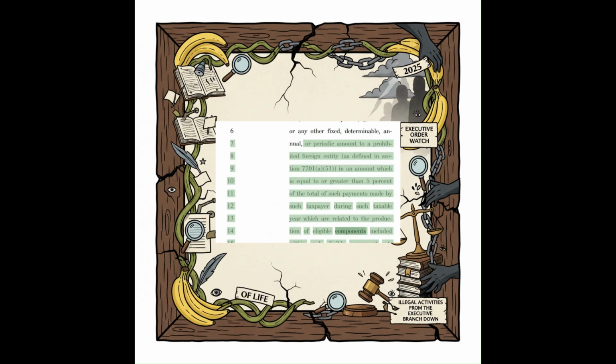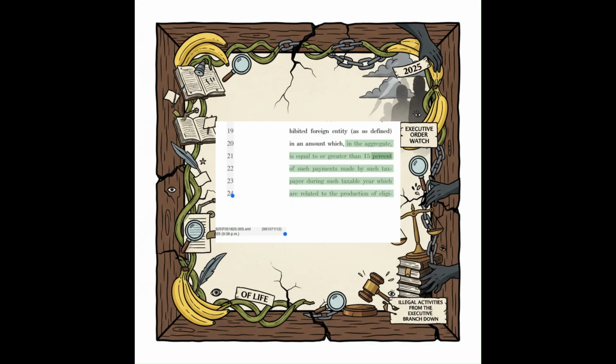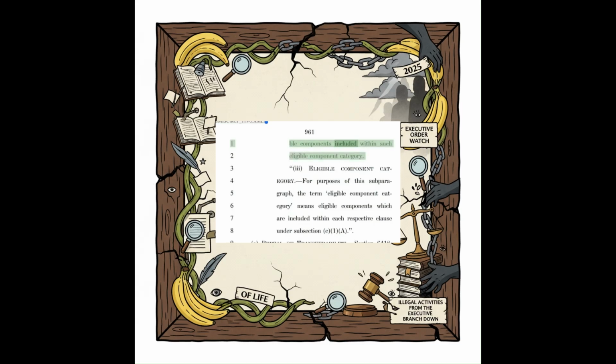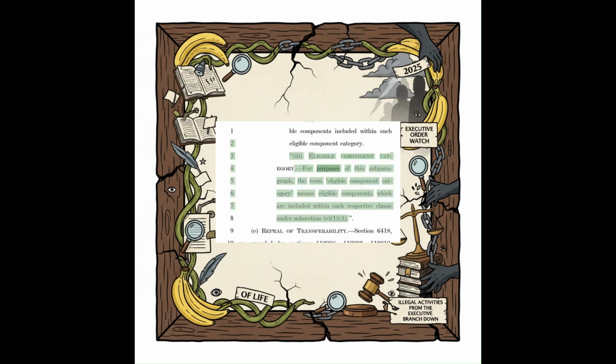of eligible components included within such eligible component category, or makes payments described in subclause to more than one prohibited foreign entity in an amount which, in the aggregate, is equal to or greater than 15% of such payments made by such taxpayer during such taxable year which are related to the production of eligible components included within such one eligible component category. Eligible component category. For purposes of this subparagraph, the term eligible component category means eligible components which are included within each respective clause under subsection.